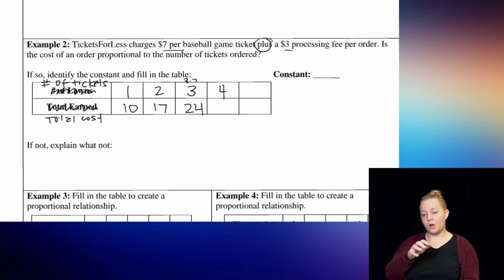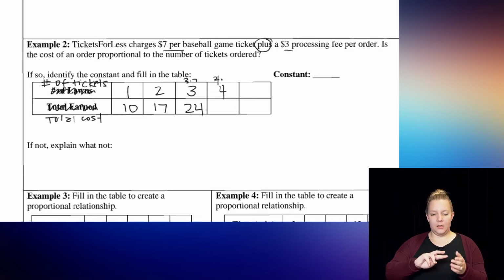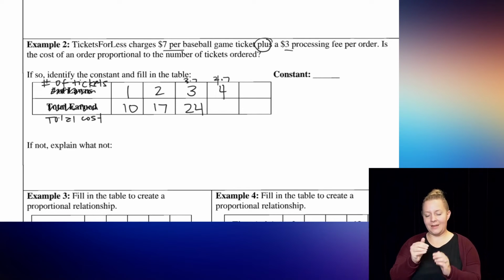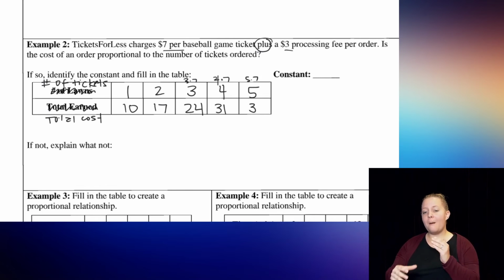And then for 4 tickets on that one order, instead I'm going to take 4 times 7, get 28 plus 3 more dollars is 31. And then lastly, I'm going to try it with 5. So 5 times 7 is $35 plus 3 more dollars is $38.